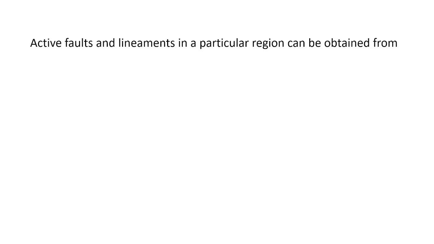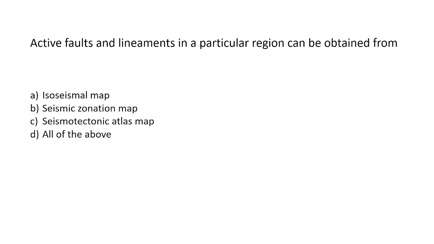The next question is: active faults and lineaments in a particular region can be obtained from: first, the isoseismal map; second, the seismic zonation map; third, the seismotectonic atlas map; and fourth, all of the above. What do you think the answer will be for this question? The active faults and lineaments in a particular region can be obtained from the seismotectonic atlas map. From the seismotectonic atlas map we can understand the active faults and lineaments. You all know what faults, fissures and all are, right? So the correct answer for this will be the seismotectonic atlas map.